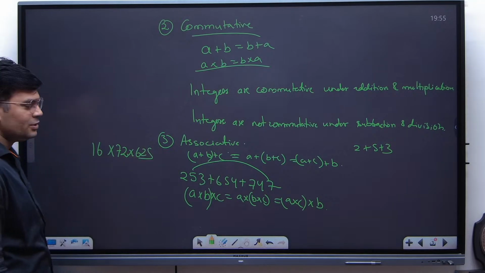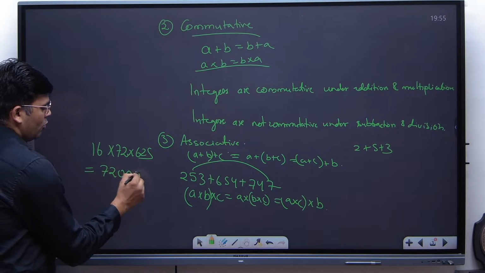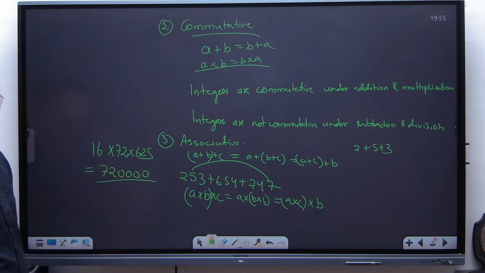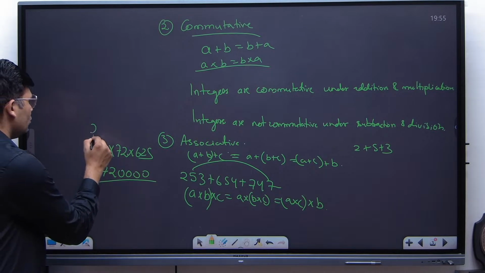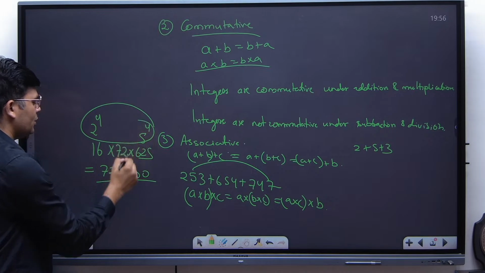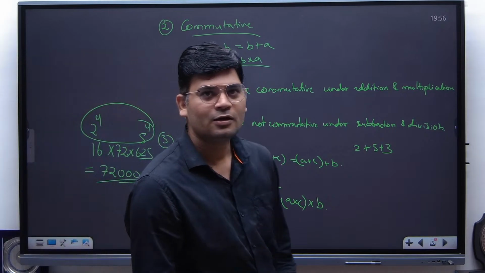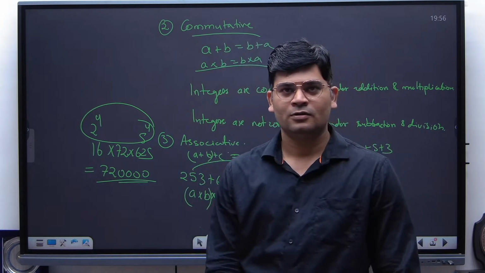What is the first thing that you will write? 72. How many zeros? 4 zeros. Why? Because 2 to the power 4 is here and 5 to the power 4 is here. Together they will form 4 zeros. Are you getting it? So can I just write the tables, the one that you wrote before?